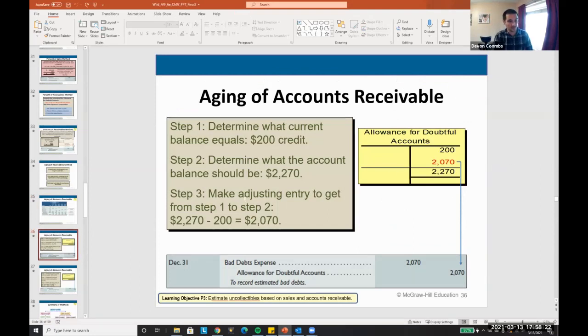So all of it's the same journal entry. It's just the way we came up with it is different, our estimate.